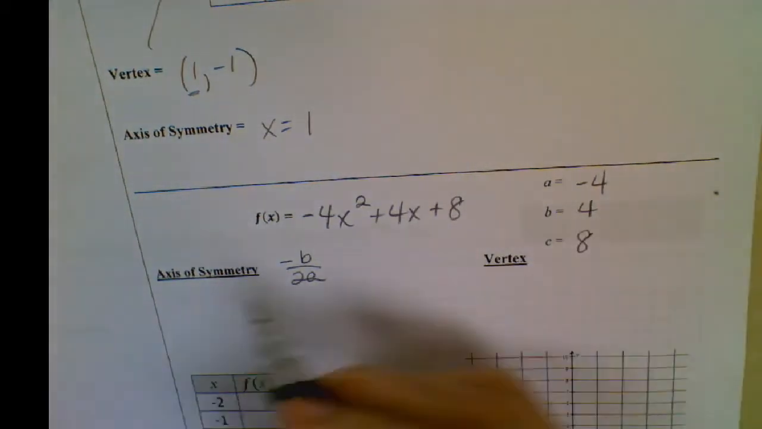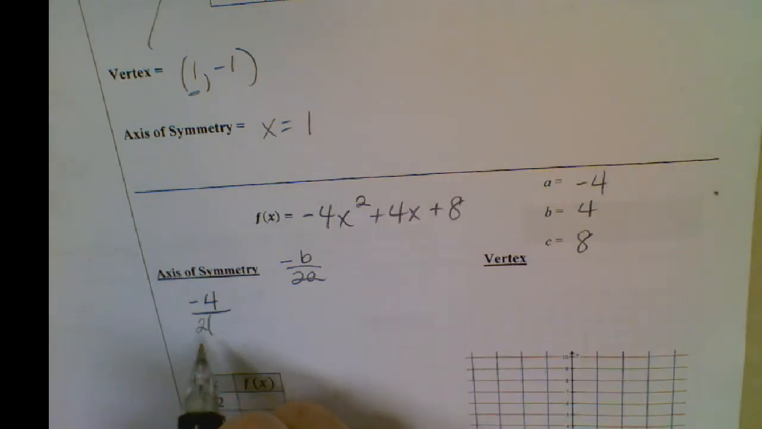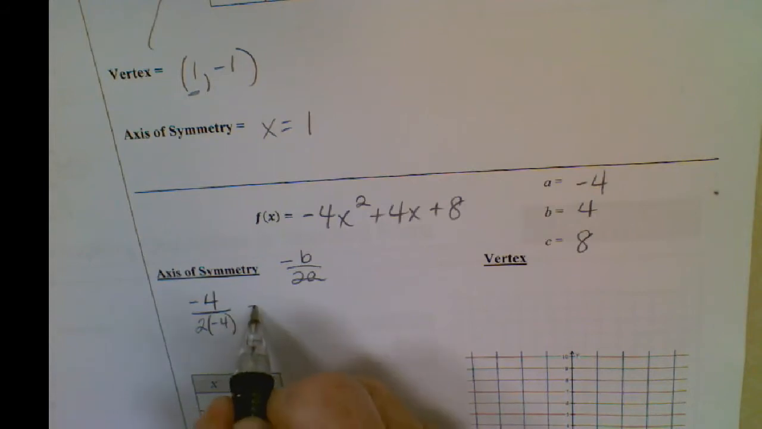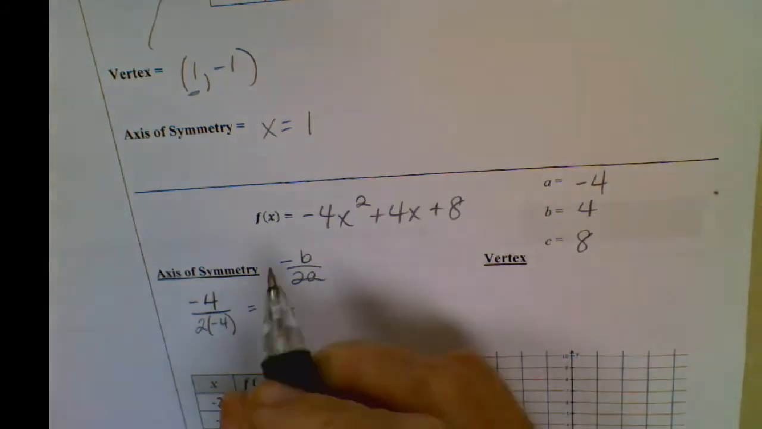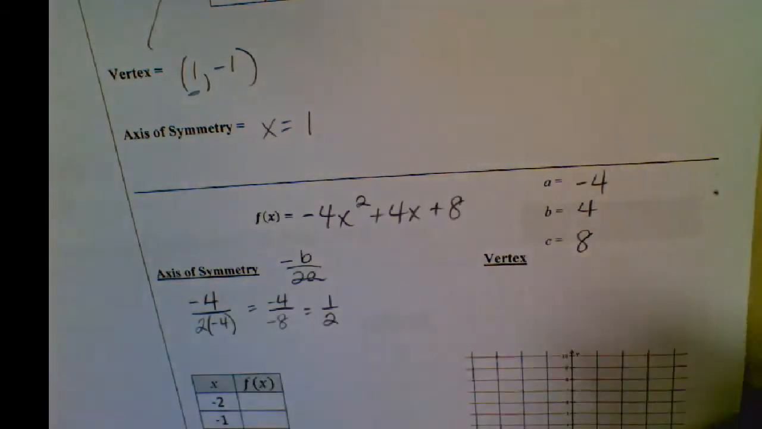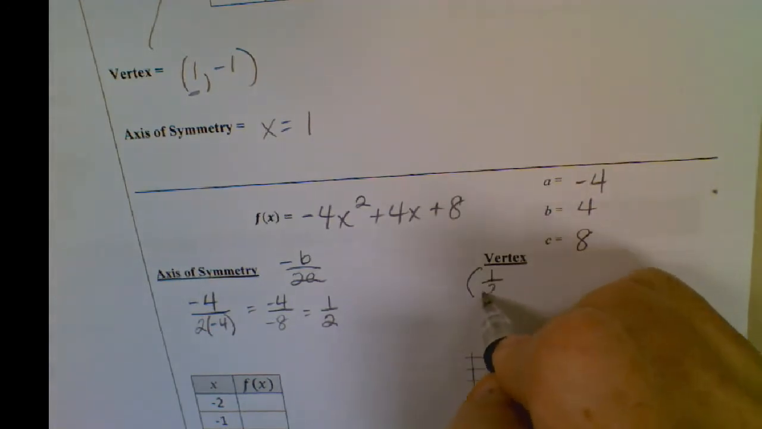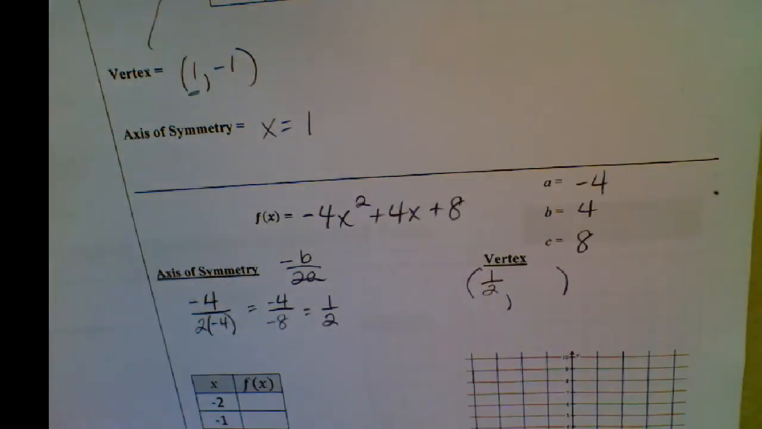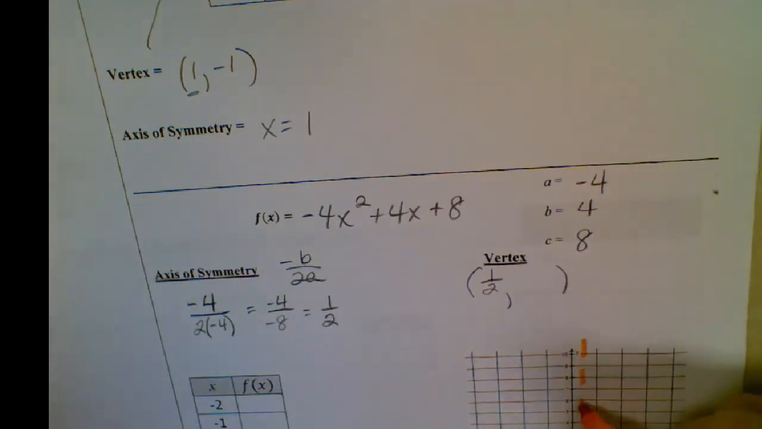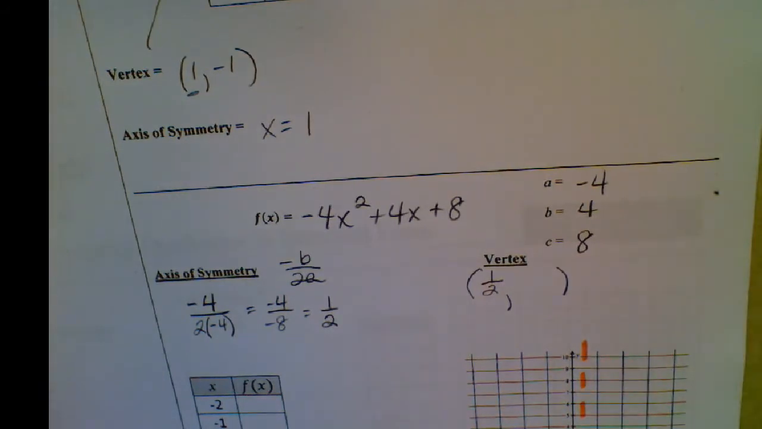So we're going to take the opposite of our b value, which will give us negative 4, and 2 times our a value, which is negative 4. So we would get negative 4 over negative 8, which gives us 1/2. So the nice thing about this is that axis of symmetry, not only is it the midpoint of our parabola, right there, but it also tells me the x-coordinate of our vertex.